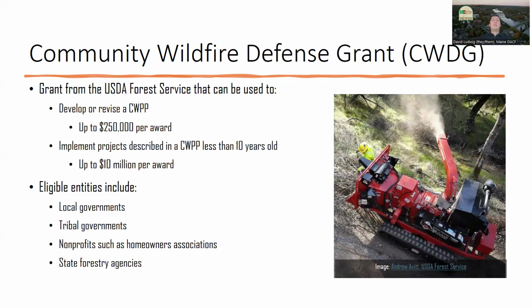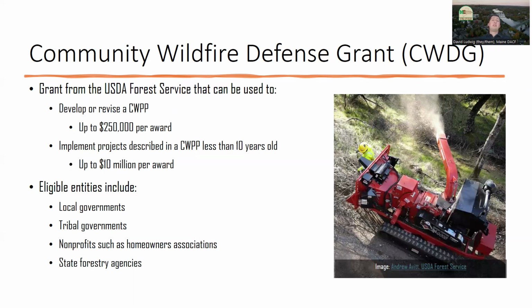There's a federal program that's open right now called the Community Wildfire Defense Grant, or CWDG. It's a grant from the USDA Forest Service, and it can be used for a community to develop a CWPP or revise one that's more than 5 years old. You could receive up to $250,000 per award for that work, or you could implement projects described in a CWPP less than 10 years old. Up to $10 million per award is available for implementation, but you must have a current CWPP, and that means less than 10 years old, adopted by your community before you would be eligible for the implementation funding.